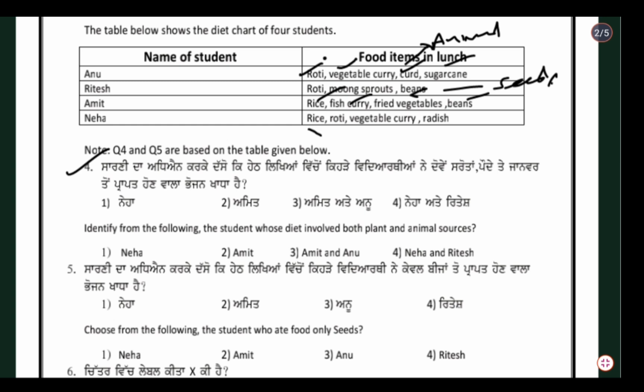Neha eats rice, roti, vegetable curry and radish, all these are from plants. So what we need to identify here is the student whose diet involved both plant and animal sources. So Amit is the student whose diet involved both plant and animal sources. So the right option is Amit. Choose from the following the student who ate only seeds. So seeds were eaten by Ritesh. So here the answer is Ritesh.